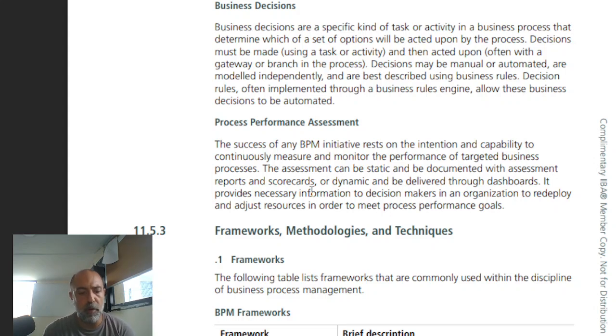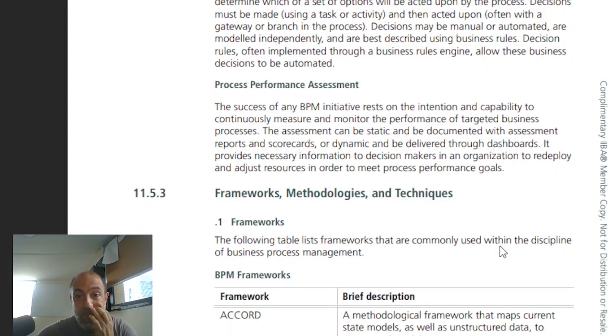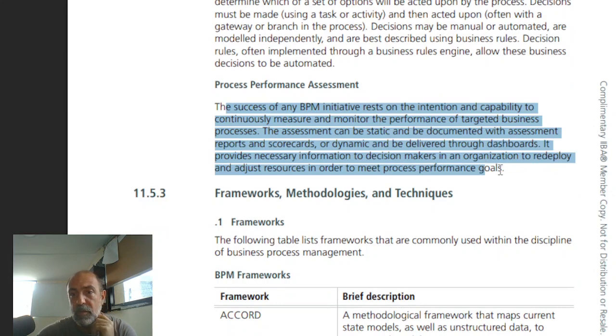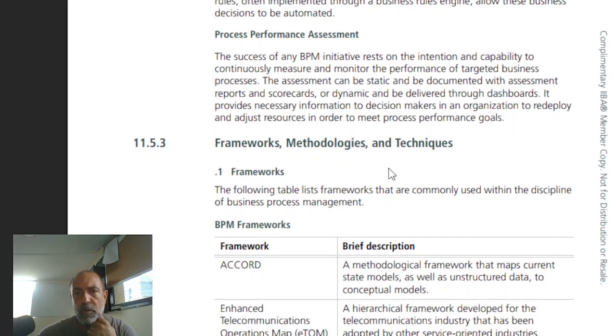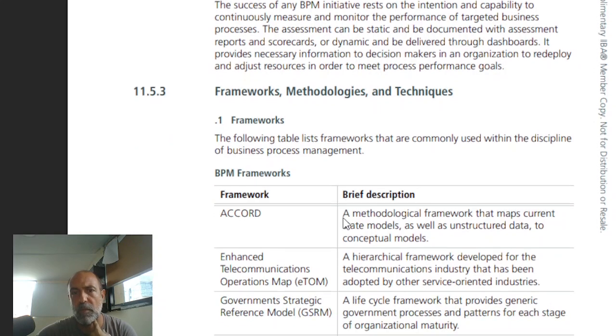And process performance assessment. The success of any BPM initiative relies on the intention and capacity to continuously measure and monitor the performance of targeted business processes. The assessment can be static and documented with assessment reports and scorecards, or dynamic and delivered through dashboards. So all the KPIs, all the decisions, all the results, all the responses could be shown through dashboards, scorecards, or documented through weekly updates or something. It provides necessary information for decision makers of the organization to deploy and adjust resources in order to meet process performance goals. Well, that's basically it, right?